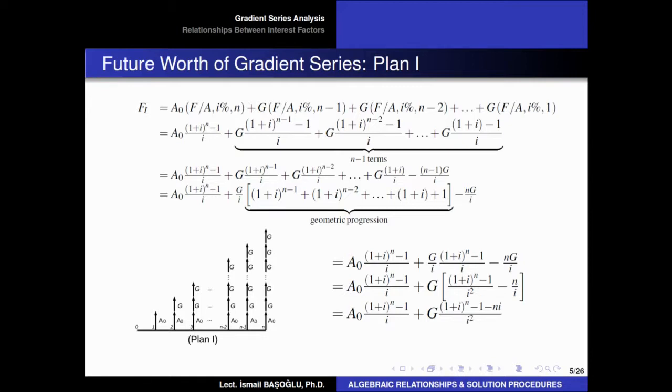If you make deposits in a savings account under i% interest rate compounding yearly, according to a base amount of A0 and the gradient size of G, which is the observed increase in each subsequent year after the first one. Okay, so this is the future value of the first plan.